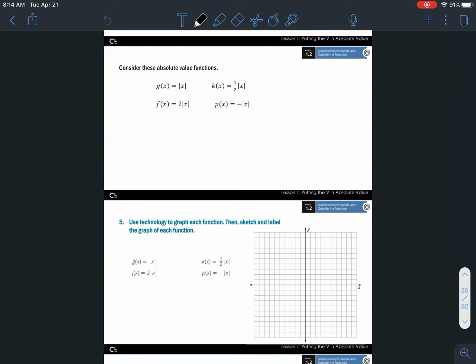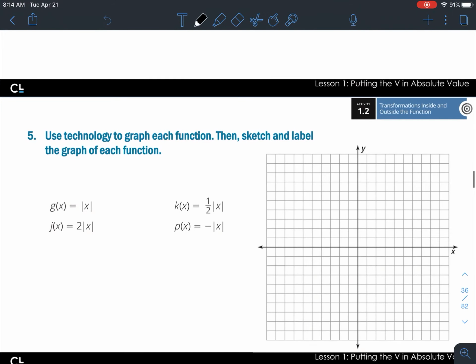Consider these absolute value functions. G of x is absolute value of x. K of x is equal to 1/2 absolute value of x. F of x is equal to 2 absolute value of x. And P of x is equal to negative absolute value of x. So now, use technology to graph each function, then sketch and label the graph of each function.